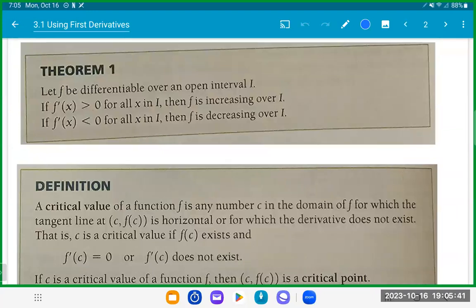So we need to learn a couple of theorems to help us before we get started with graphing. The first theorem basically tells us that if we have an open interval, if we look at the first derivative, right? If the first derivative is greater than 0 for all of the x's on that interval, then our function f is increasing on that interval. And if our first derivative is less than 0 on that interval, then our function is decreasing on that interval. Okay.